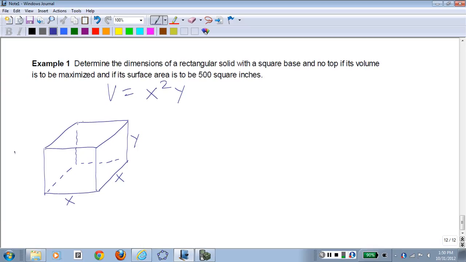Now the secondary equation involves the constraint. So step 1, the picture. Step 2, the primary equation. Step 3, the secondary equation: the constraint, the surface area. Now notice that it is a box with no top. As far as the surface area, I'm going to count the surface area of the outside: the bottom and the 4 sides. Now, if it has no top, we could reach inside, and that's actually a surface, but I'm not going to consider that in the calculation as far as it's telling me 500 square inches.